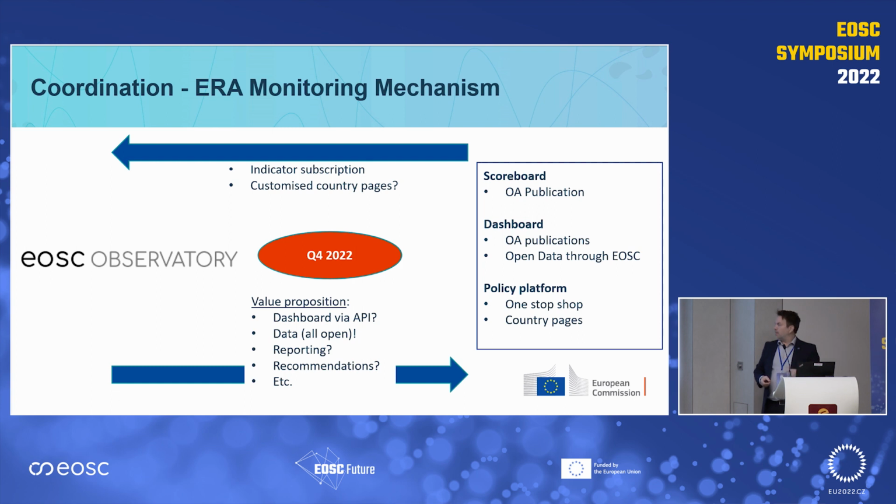So how can this data then be used? I think we need to, of course, collect the information. So indicators could be subscribed from the ERA Forum expert group to the observatory. They will have everything open, so they can just tick what they want to see in their policy platform. Maybe they want to see customized country pages. Can that be something that the EOSC Observatory proposes to include?